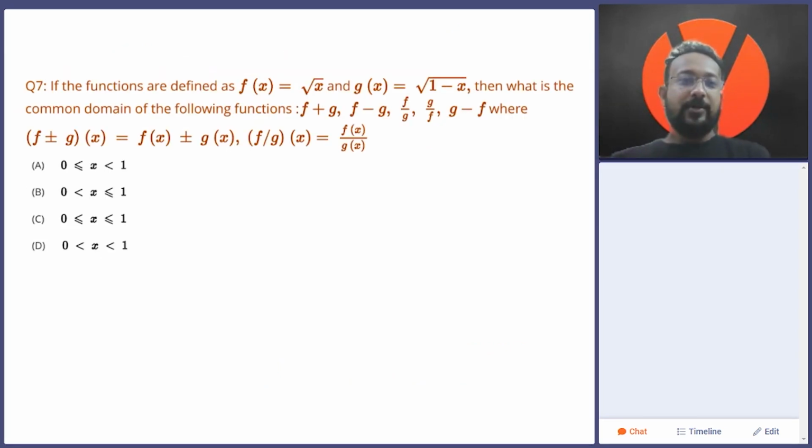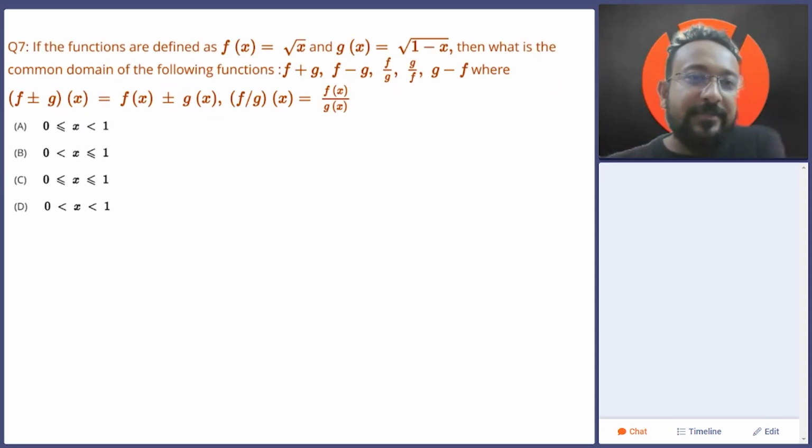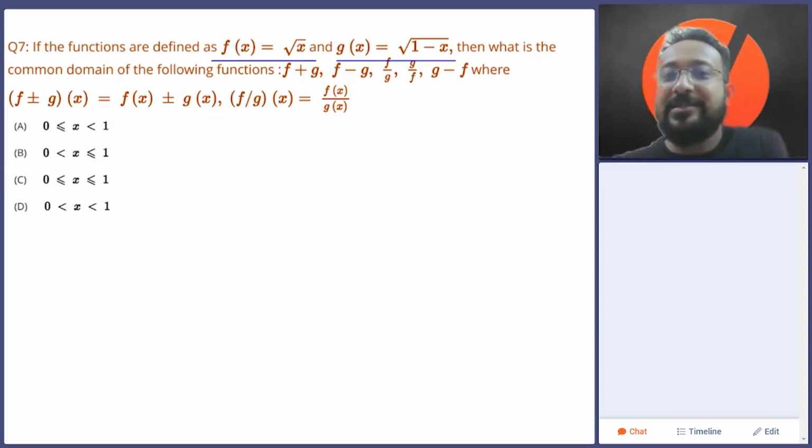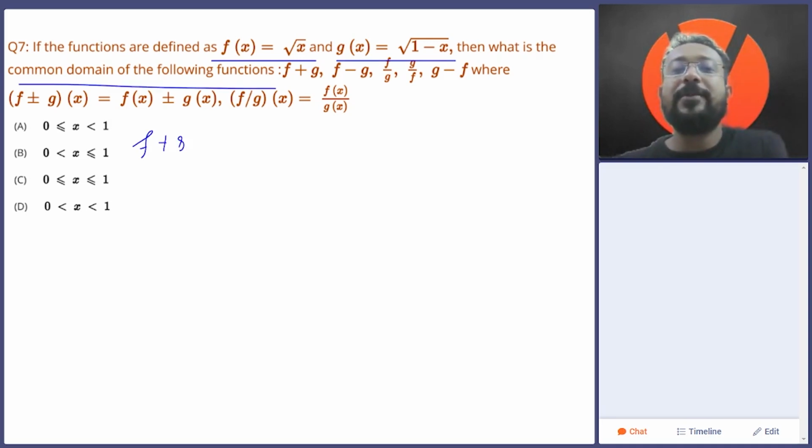Great. Okay, so next question says what? Next question says if the functions defined as fx as root x and gx as this, then what is the common domain of the following functions? So they are saying common domain of f plus g. What is f plus g? F plus g means fx plus gx.